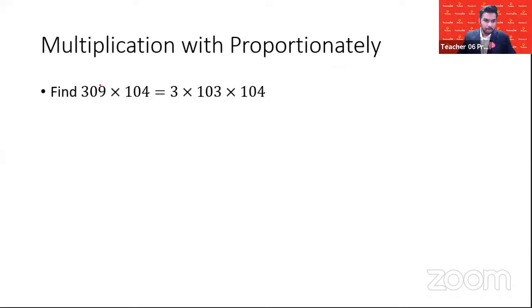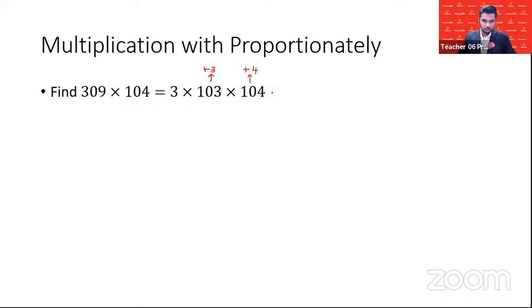So we wanted to multiply some number like 309 times 104. What did we learn in the last class? That if the numbers are close to the base, we can express how much close to the base it is. So for example, in this case, 309 can be written as 3 times 103. And that should be multiplied by 104. So these both numbers 103 and 104 are close to the base 100. So this is 3 more than the base 100 and this is 4 more than the base 100.